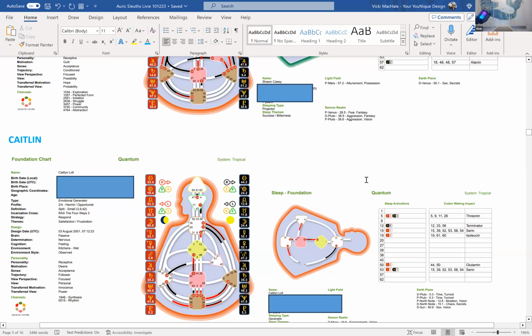Okay, so Caitlin is an emotional generator, and she has a small split. The first thing that I'm seeing immediately is the 3 gates going up from the root center to the sacral. Those are format channels. They're really intense. I know Vicky knows some about that, so I'll have her speak on that as well.